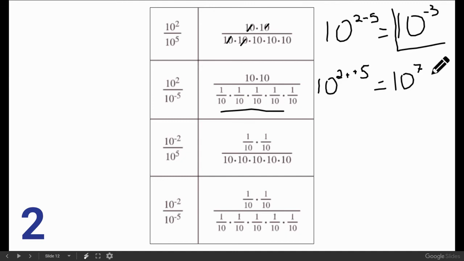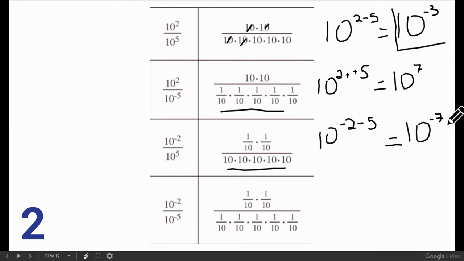Next up, 10 to the power of negative 2 over 10 to the power of 5. So again, the expanded form isn't as helpful, maybe gets a little bit confusing, but if we use our rule where we are subtracting when we are dividing powers here, we have negative 2 minus 5, which gives me negative 7. So that tells me that the final exponent here is 10 to the power of negative 7.